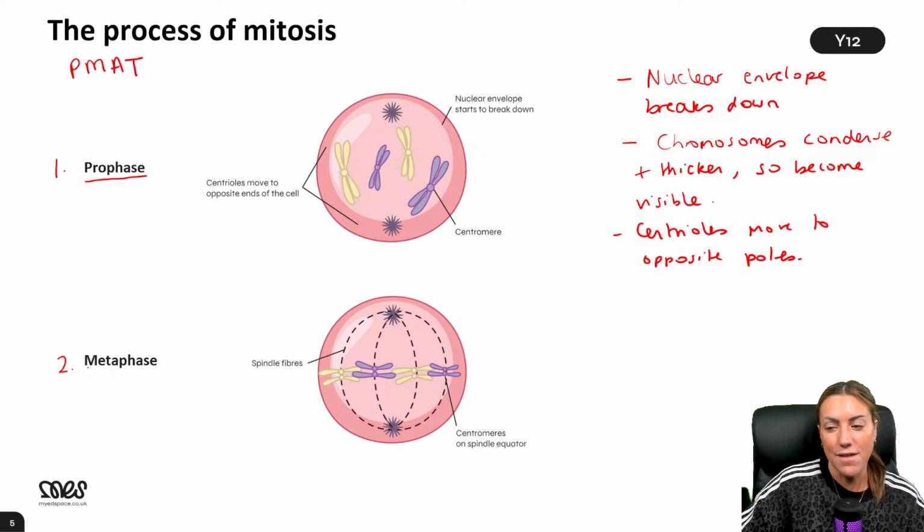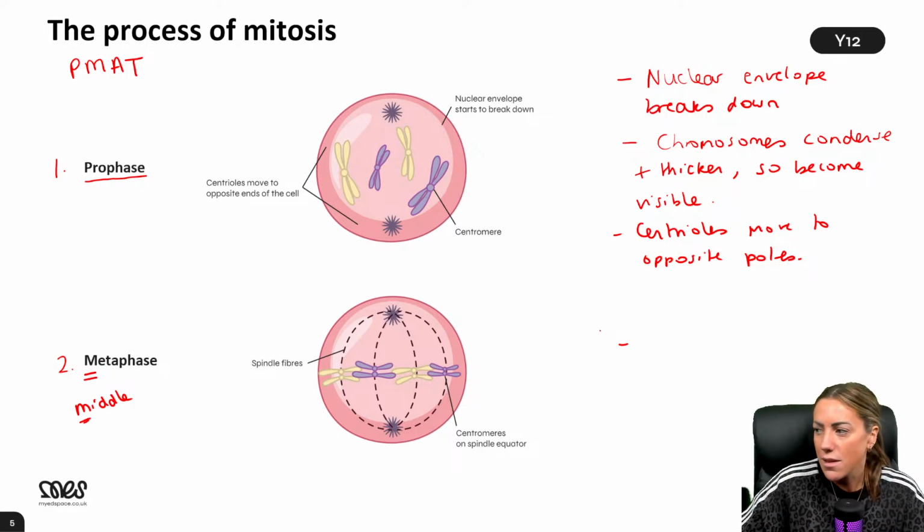I always think metaphase is easy to remember because I think M for metaphase, M for middle. That's how I remember it. So during metaphase, and it's really easy to spot this stage under the microscope as well because you can see the chromosomes lining up. So it's the easiest one to spot when you're looking for stages. So the chromosomes line up.